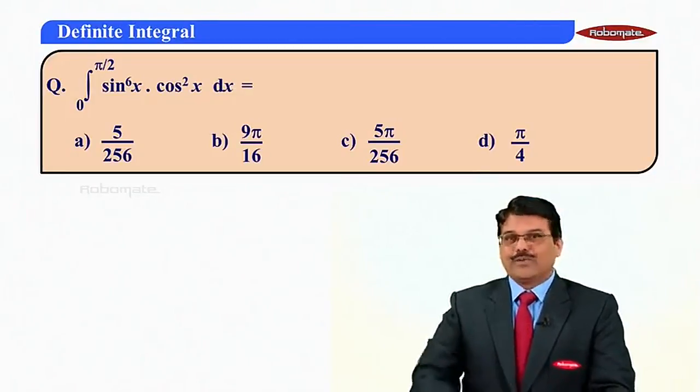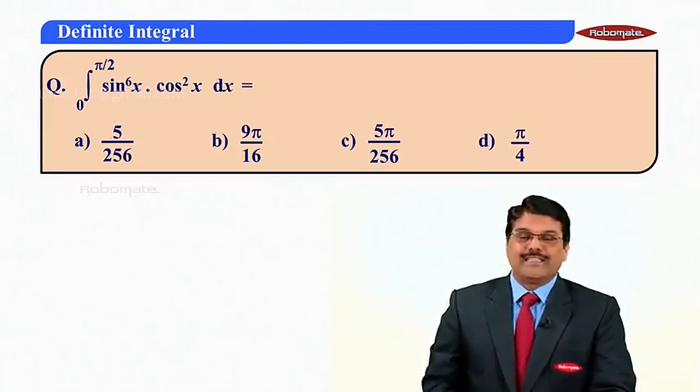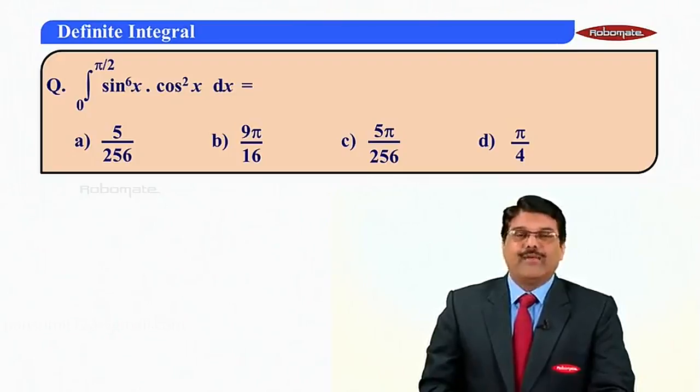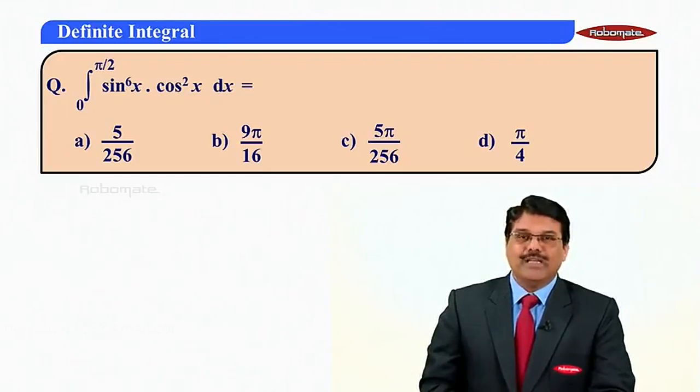Here the first question is integration of sin x raised to 6 into cos square x with respect to dx. Integration goes from 0 to pi by 2. The options are given: A 5 upon 256, B 9 pi upon 16, C 5 pi upon 256, D pi by 4. Let's see the solution.